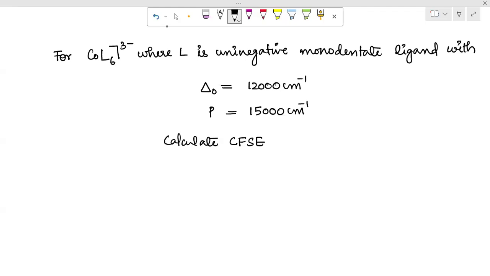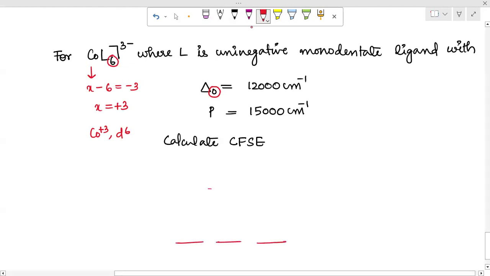Very easy question. So it is uninegative. What would be the oxidation state? X minus 6 is equal to minus 3. X is plus 3. Cobalt plus 3 configuration is D6. So you have to fill 6 electrons. And already it is given that it is the splitting energy for an octahedral complex, 6 ligands over here. So you will have T2G at the bottom, EG at the top.